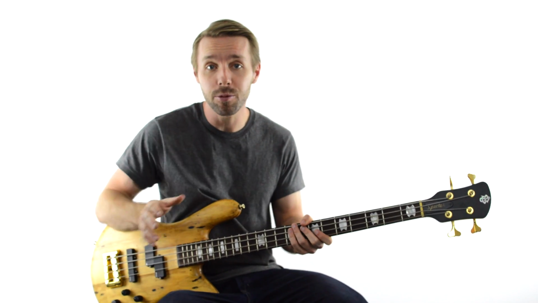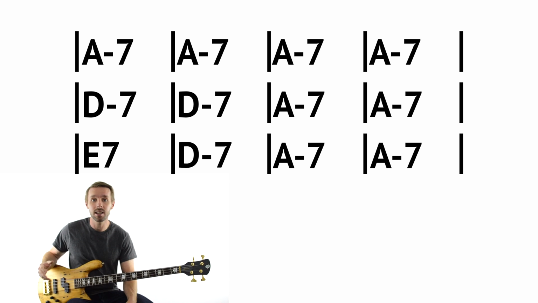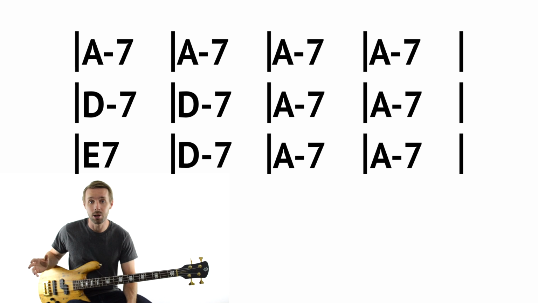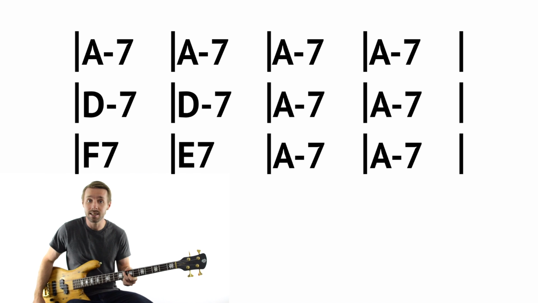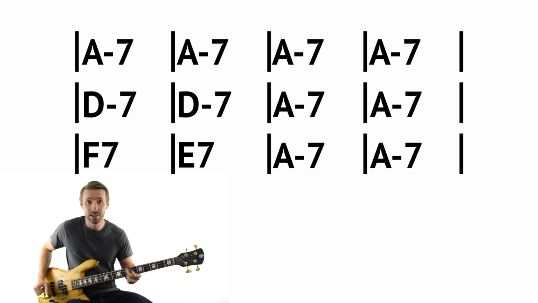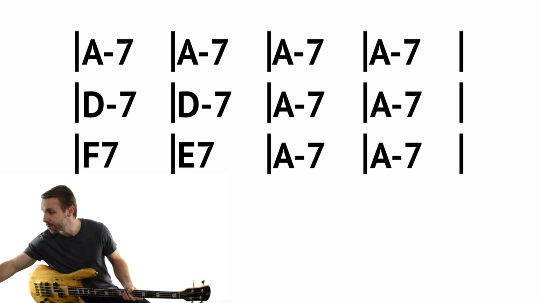Now the other place you really have to be careful of is the turnaround of a minor blues. You'll see that 5-4 kind of turnaround a lot, but you'll also see the flat 6 going to a 5 a lot of the time as well. So in the key of A, you'll have an F7 chord instead of the E7, and an E7 chord instead of the D minor 7. And that might sound something like this.